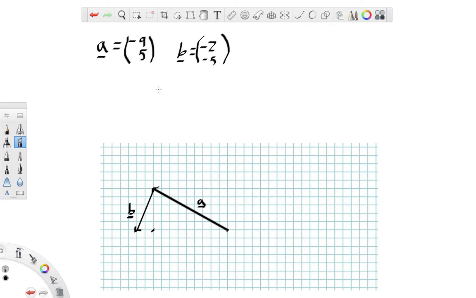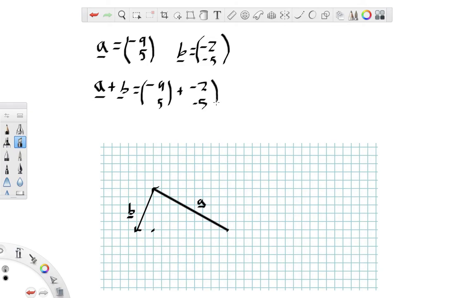So again, what we'll do is we'll complete the addition algebraically, and then we'll look at our answer. So A plus B. Well, A was minus 9, 5. So minus 9, 5 like that. And we're adding the vector B, minus 2, minus 5.